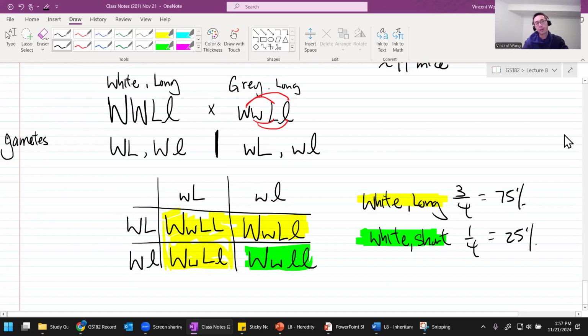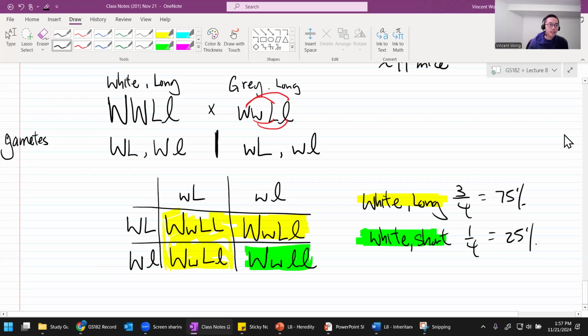So you can only use the 9-3-3-1 method if both parents are, once again, hybrid for both traits. Otherwise, you have to set it up like this. Sometimes the table will be 2 by 2, sometimes the table will be 2 by 4. It really depends on the situation.